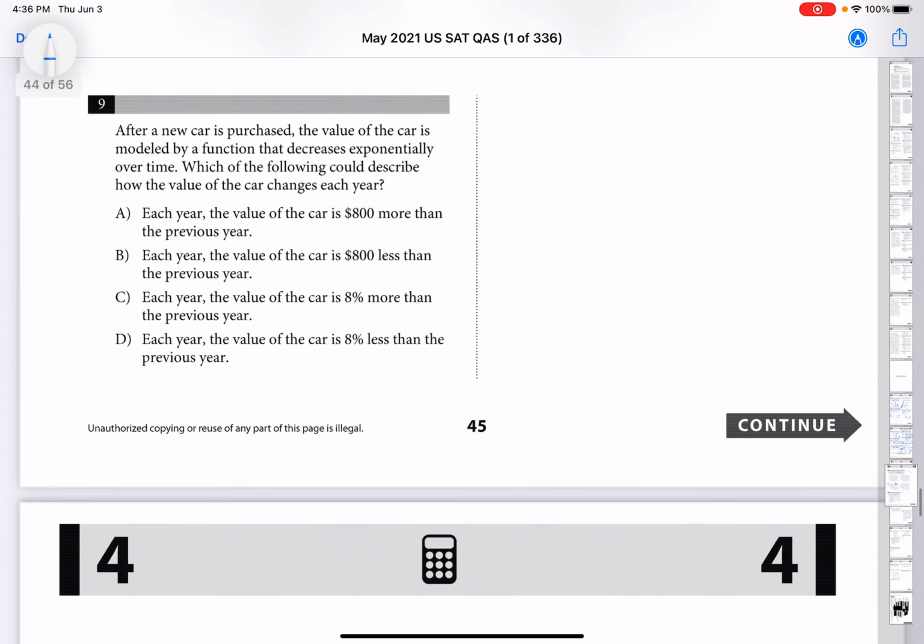All right, number 9. After a new car is purchased, the value of the car is modeled by a function that decreases exponentially over time. Which of the following could describe how the value of the car changes each year? All right, so if it's decreasing exponentially, that means that it's going to basically be decreasing by a percentage. Okay, so that's what it means when you have something that is exponentially changing.